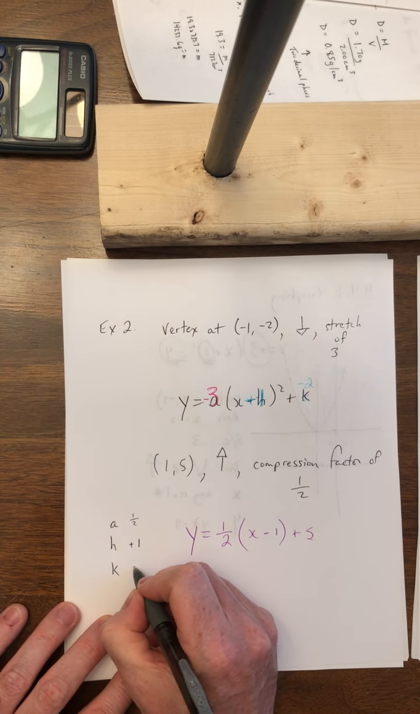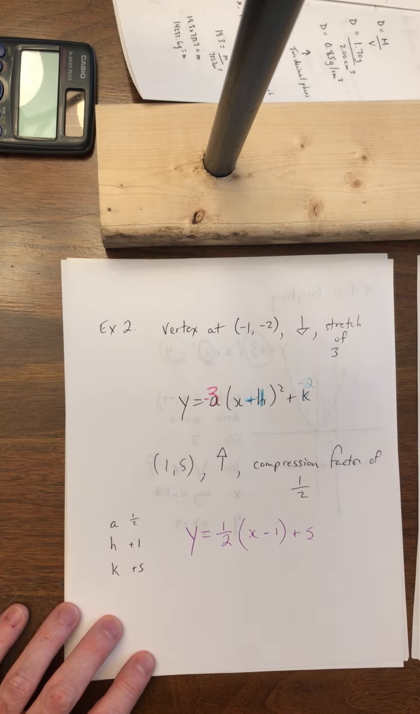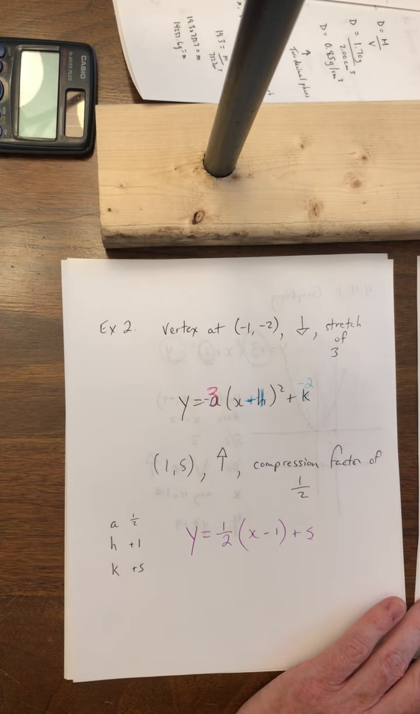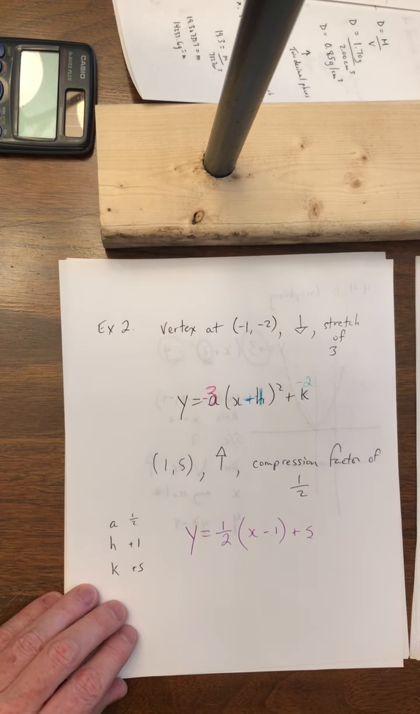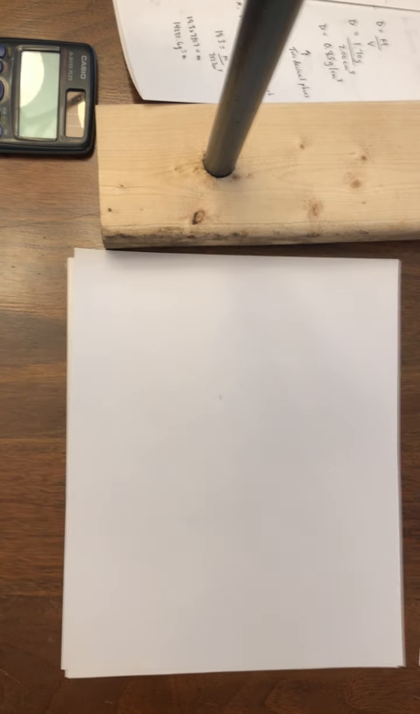+1 and a +5, and then just remember when you put this in, it shows up in a negative form. So that is that. Continuing on.